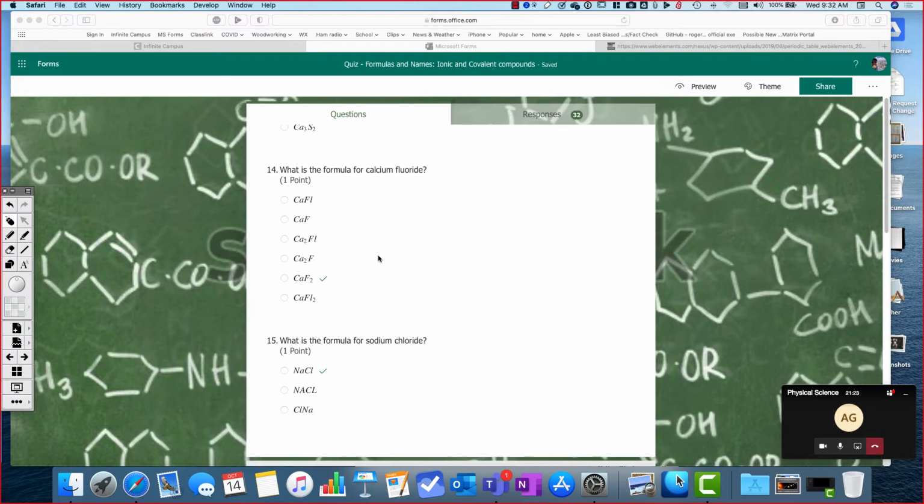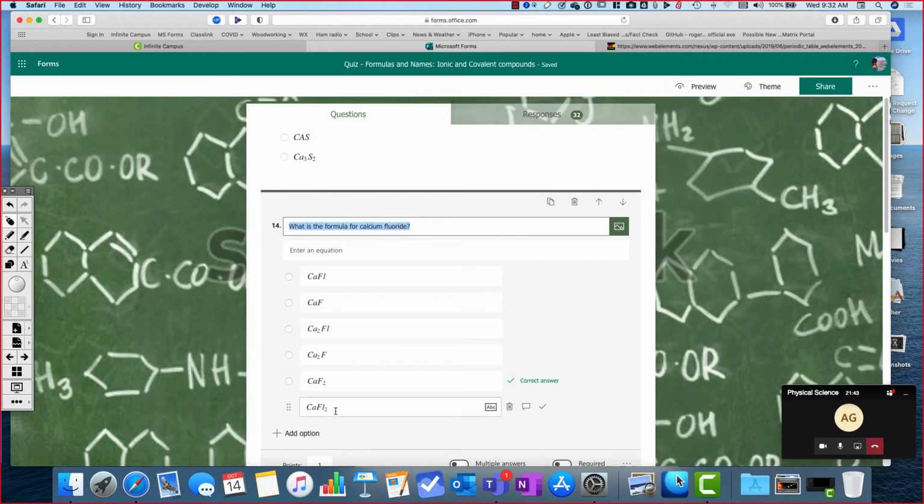All right. Formula for calcium fluoride. Calcium is positive 2. Fluoride is negative 1. So you need one of the positive 2s and 2 of the negative 1s. So CaF2 is what we're talking about here.